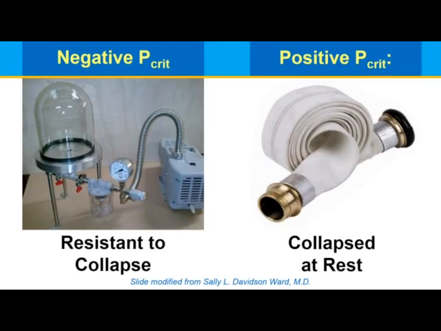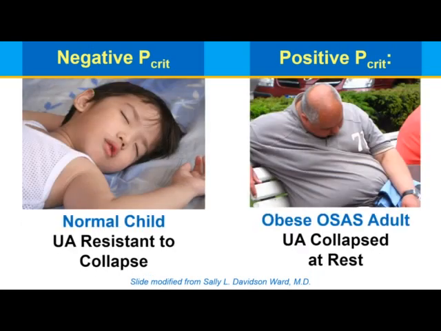To give two examples, a bell jar here, you might remember from high school science or physics, one can generate a complete vacuum in here, and yet this will not collapse. So that is a negative P crit, resistant to collapse. A positive P crit would be like this fire hose here, which is collapsed at rest. So a normal child has an upper airway resistant to collapse and therefore a relatively negative P crit. This obese adult may have an upper airway that's collapsed at rest, and he would have a positive P crit.